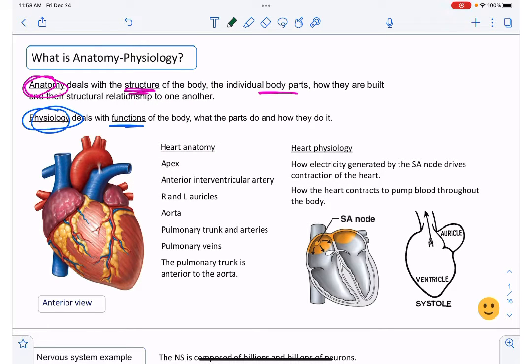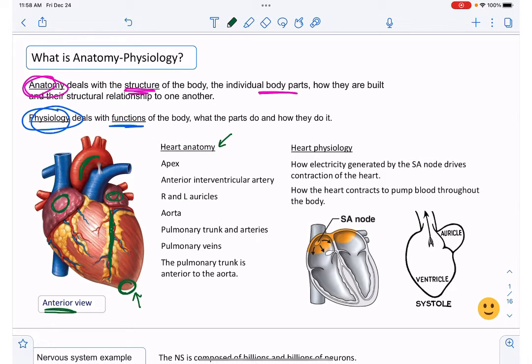So we can look at the heart as an example. These are all different anatomical parts of the heart. This is all different heart anatomy. And we can see these on these diagrams. This is a frontal view or an anterior view of the heart. And this right here represents the apex. This is the anterior interventricular artery, also known as the widowmaker. Here's the right auricle, left auricle.